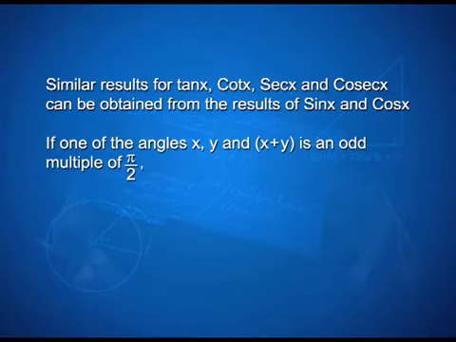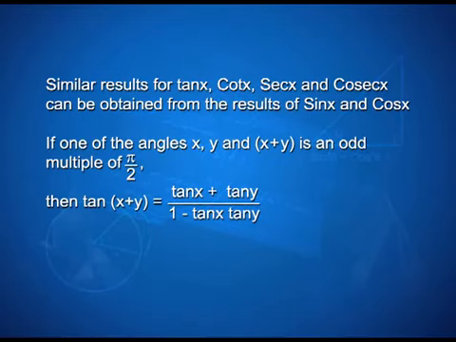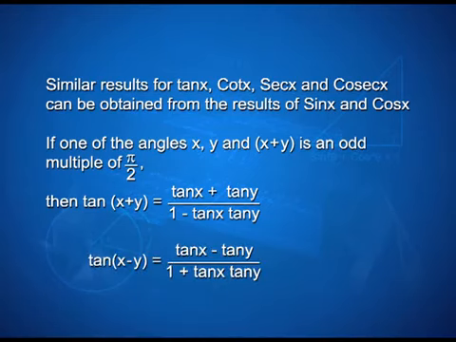If one of the angles x, y and x plus y is an odd multiple of pi by 2, then tan of x plus y can be expressed as tan x plus tan y upon 1 minus tan x into tan y. Similarly, tan of x minus y can be written as tan x minus tan y upon 1 plus tan x into tan y.